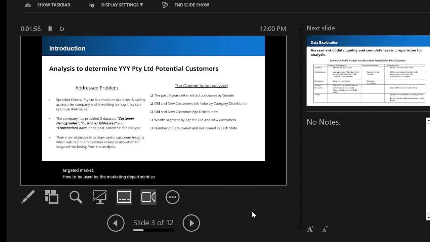The content to be analyzed: they also give you the past 3 years of bike-related purchases by gender. Another is old and new customer job industry category distribution, old and new customer wealth segment distribution by age for all the new customers, and the number of cars owned and not owned in each state.